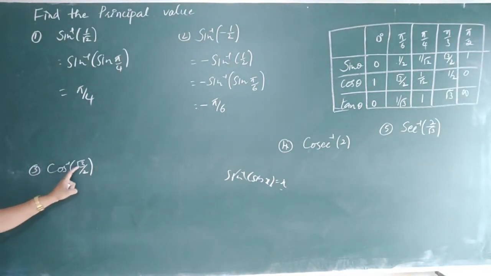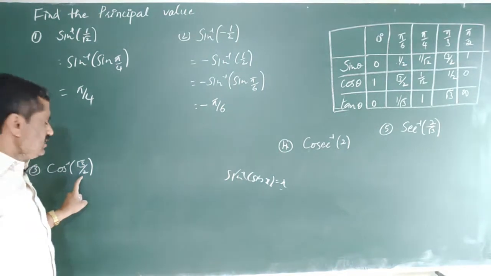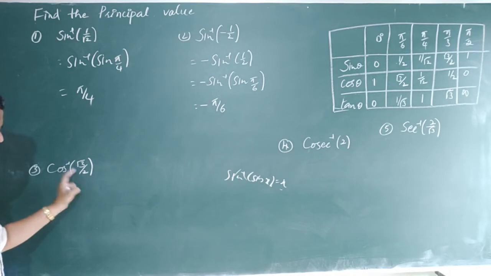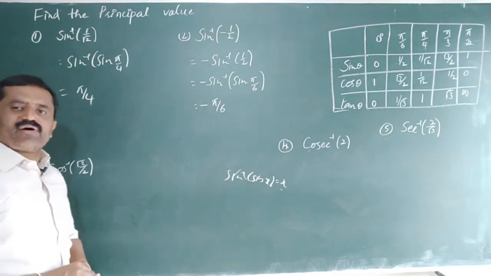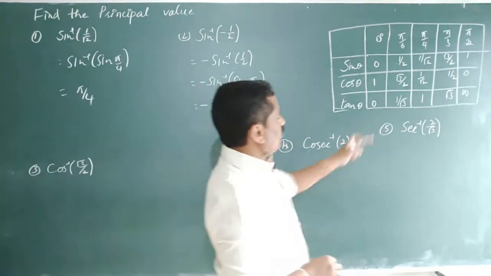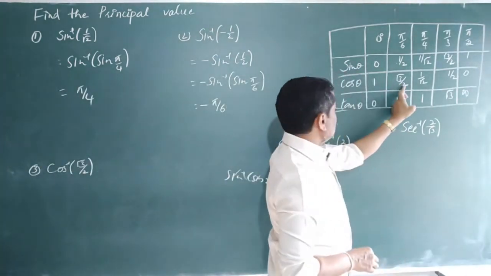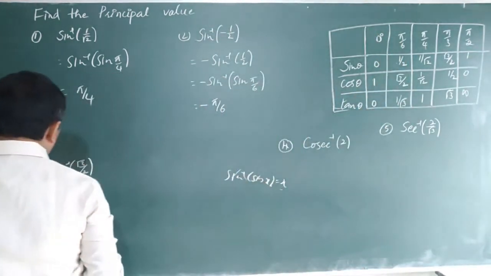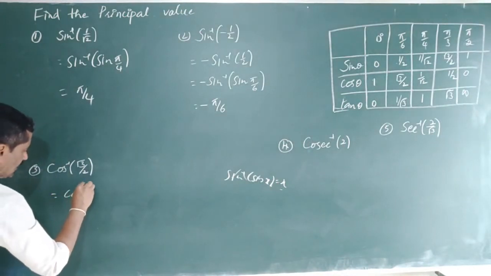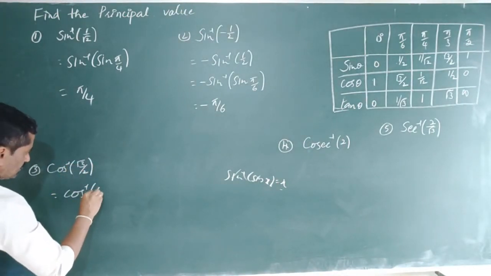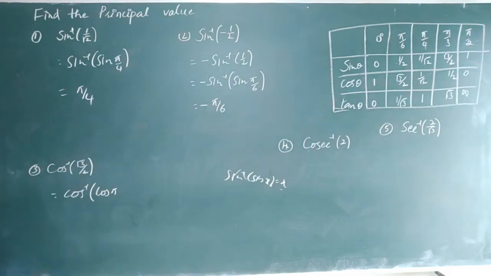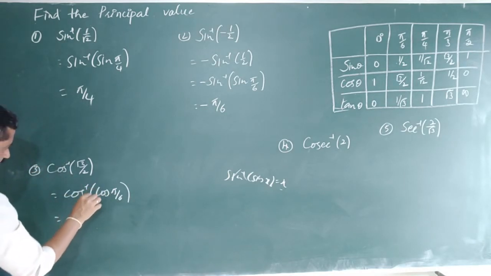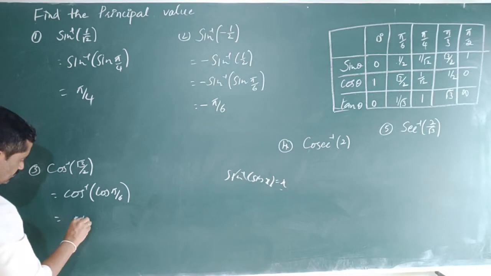Next, we have cos inverse of root 3 by 2. For which angle does cos satisfy root 3 by 2? That is cos pi by 6. Therefore, this can be written as cos inverse of cos pi by 6. Cos inverse and cos cancel, and we have pi by 6.